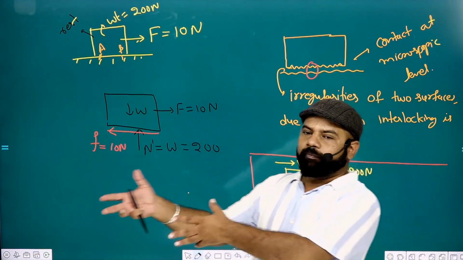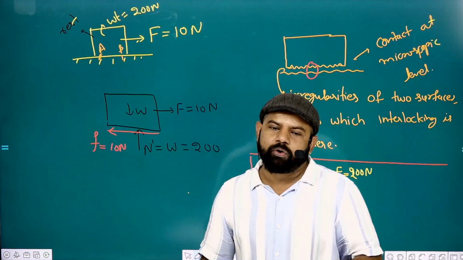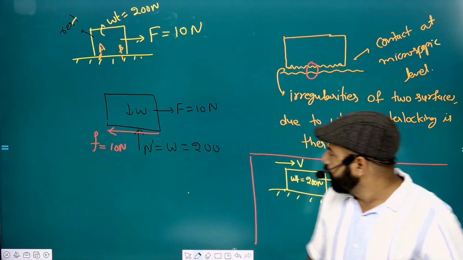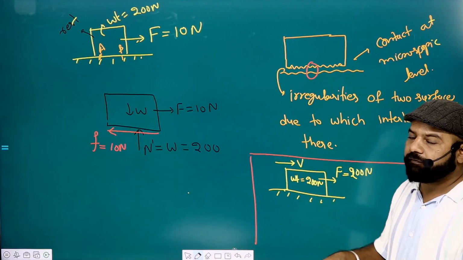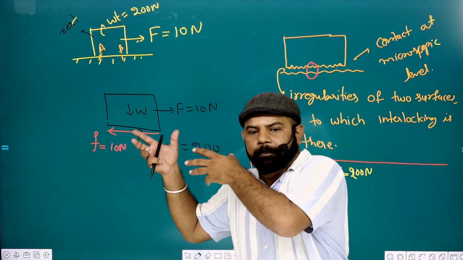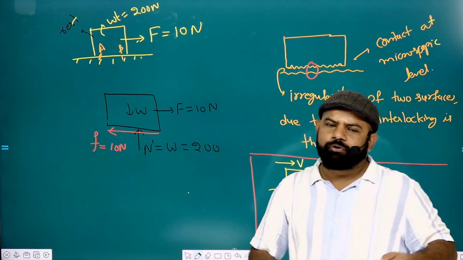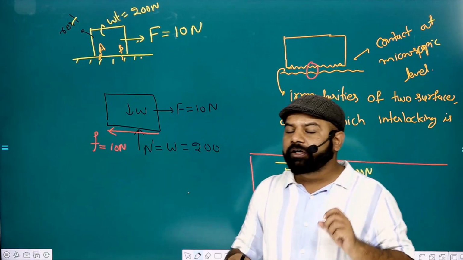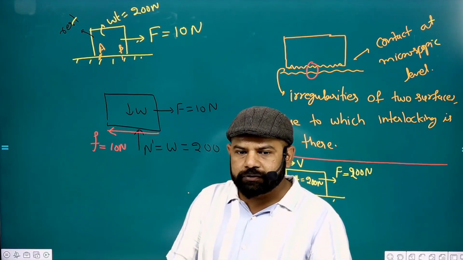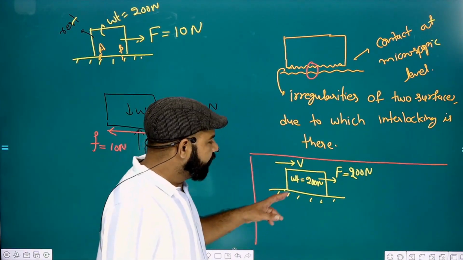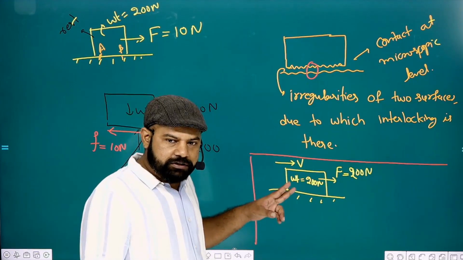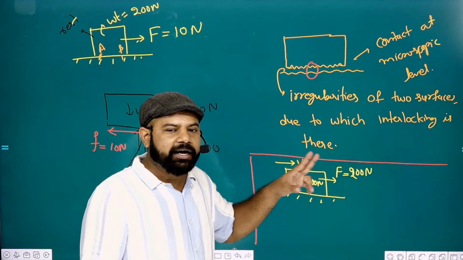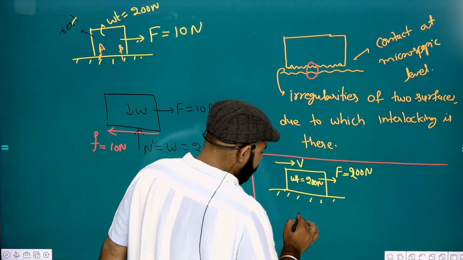So once movement starts of that block over that surface, will this surface still apply some resisting force, or can we say that just to make that block move in the forward direction, we need to apply a minimum force? Yes. So if there is relative movement, still there will be a resisting force that will be known as kinetic friction.